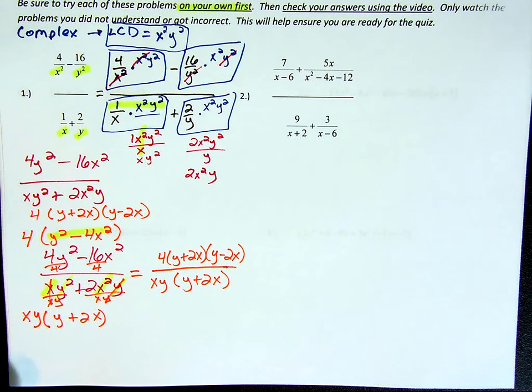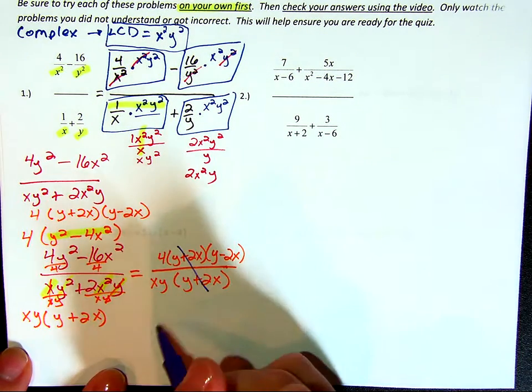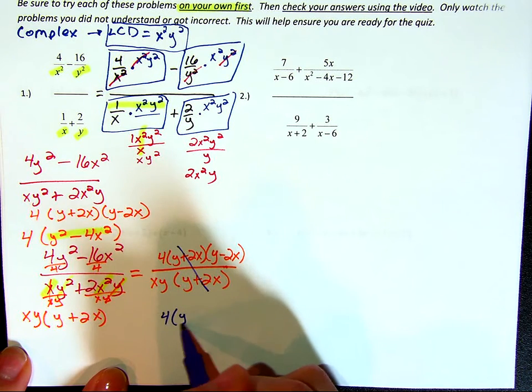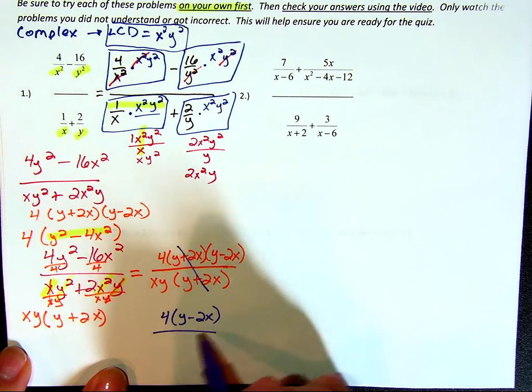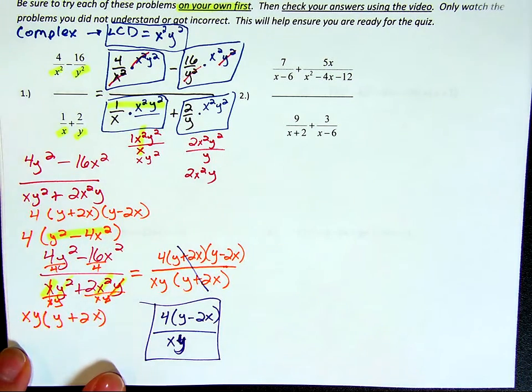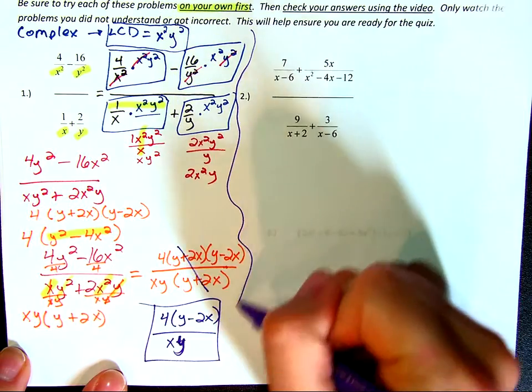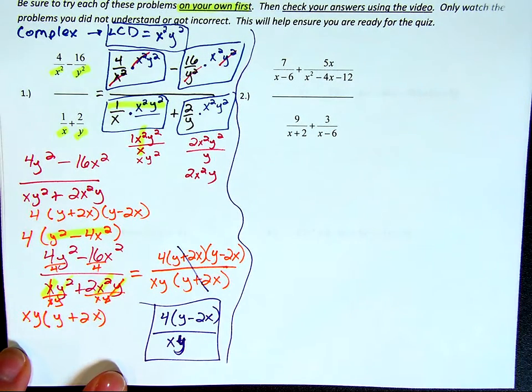That allows us to go ahead and cancel out the y plus 2x, leaving us with a 4 and a y minus 2x on top, and just an xy in the denominator. And then I'll just draw my squiggly down in order to separate this from our next problem.